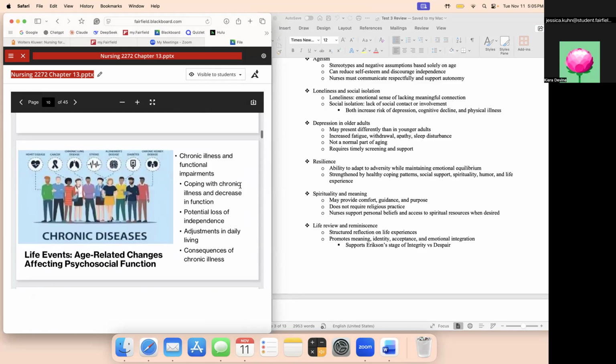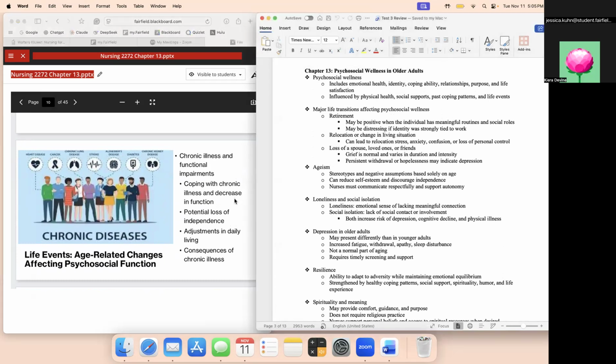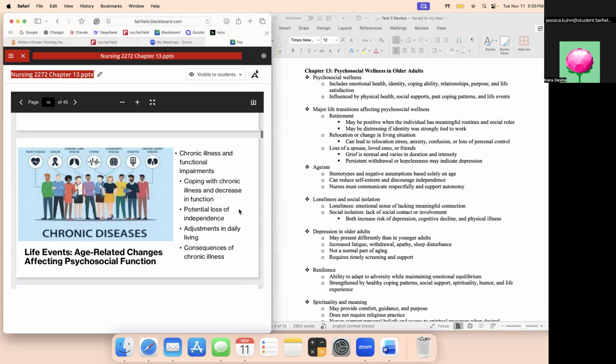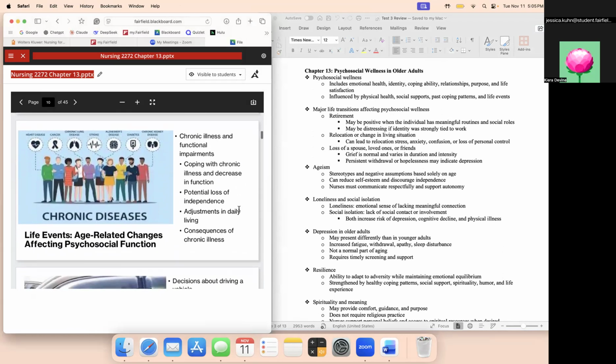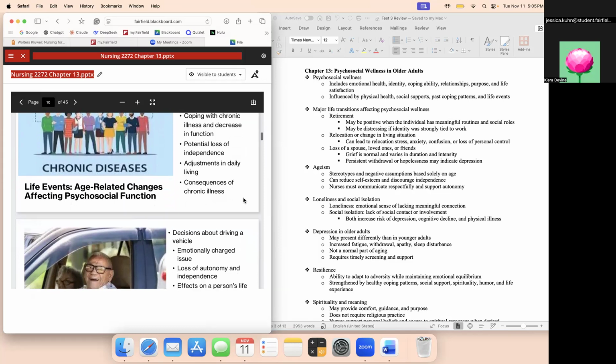Going into these, let's see, chronic illness. One thing that's not listed up here is that major life transition is the impact that chronic illness and functional impairments can have on older adults. It sometimes can be inevitable that older adults will have chronic illness and decrease in function. This can lead to loss in independence and adjustments in daily living.